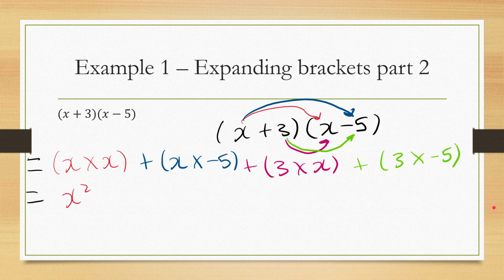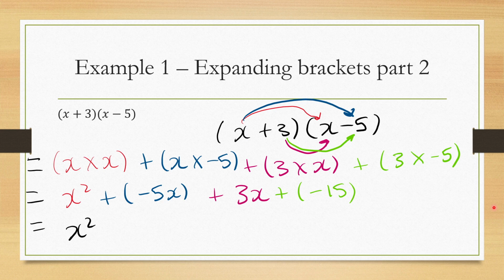Now you get the second term. I'm still going to keep the plus sign there, but I'm going to put it in a bracket. So x times minus 5 is the same as saying minus 5x. Then plus 3 times x is plus 3x. Then 3 times minus 5 is minus 15. Then I'm going to simplify that further: x squared minus 5x plus 3x minus 15.